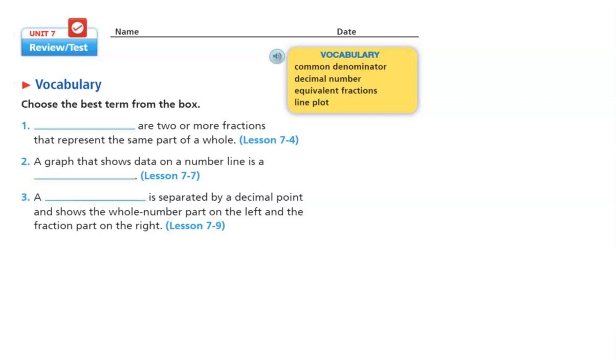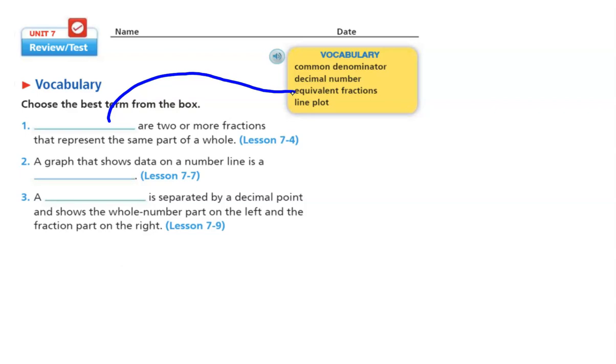It always starts you with some vocabulary, and number 2 might have been a little tricky. I do apologize about that. So it says, choose the best term from the box. Blank are 2 or more fractions that represent the same part of a whole, and those are called equivalent fractions. So I'm not going to write that, but I'll just match those 2 together.